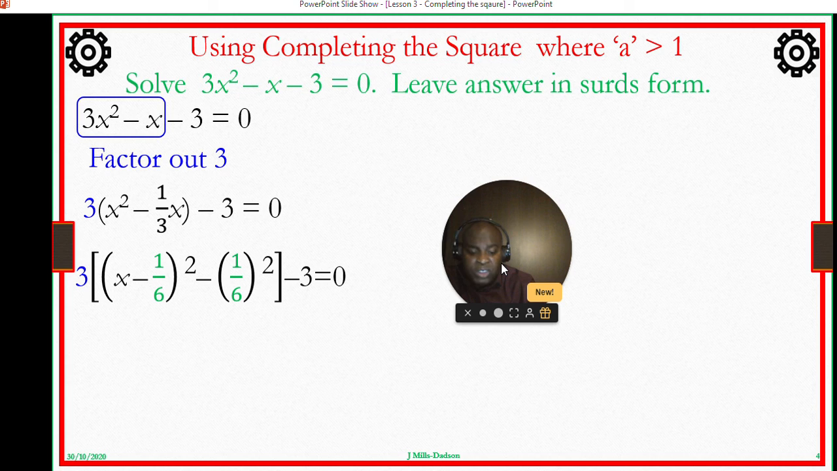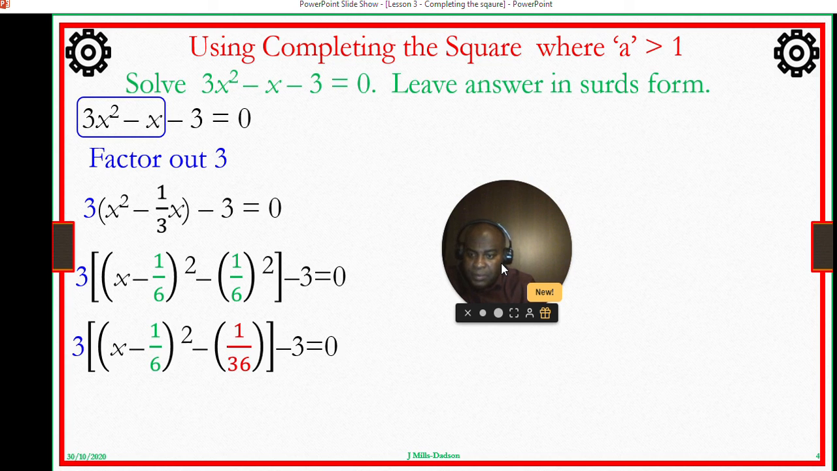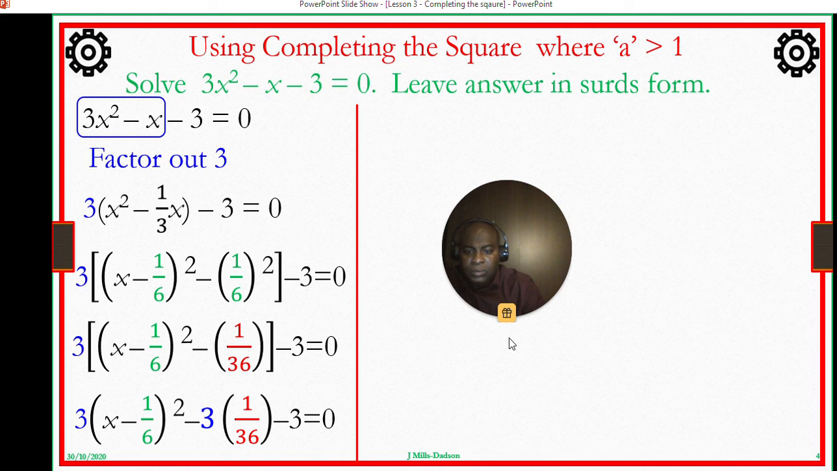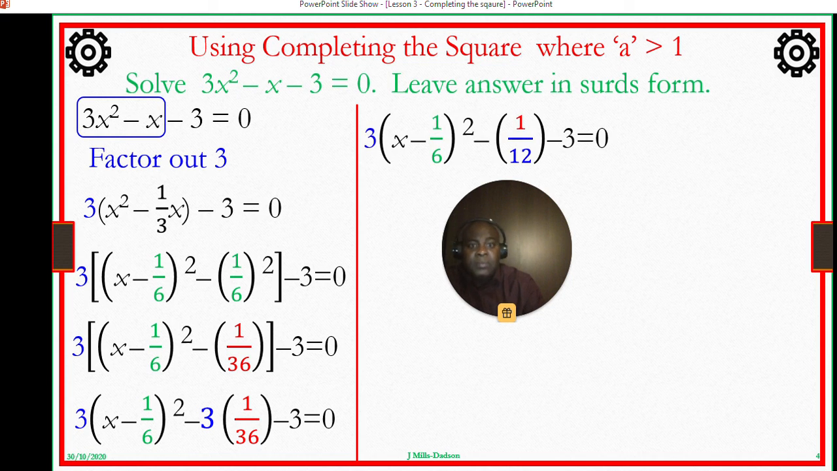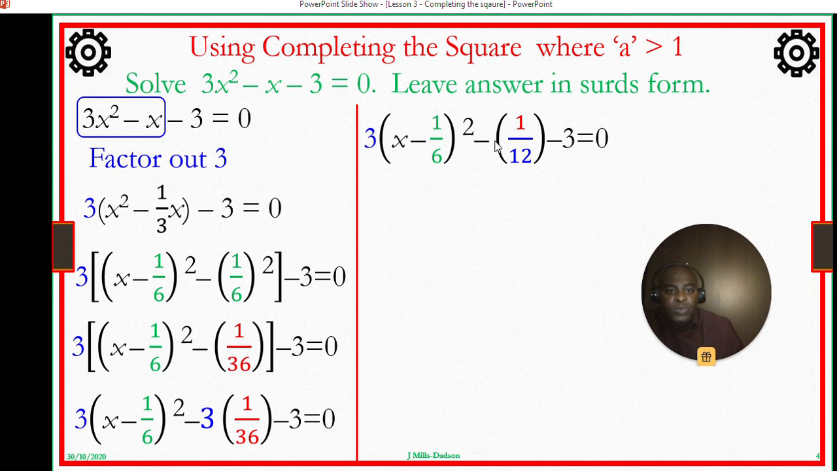Work out 1 over 6 squared. Expand the bracket where 3 multiplies the 2 terms in the bracket. These are the 2 terms in the bracket. Next, we need to work out 3 into bracket 1 over 36. Next, we need to work out negative 1 over 12 minus 3.